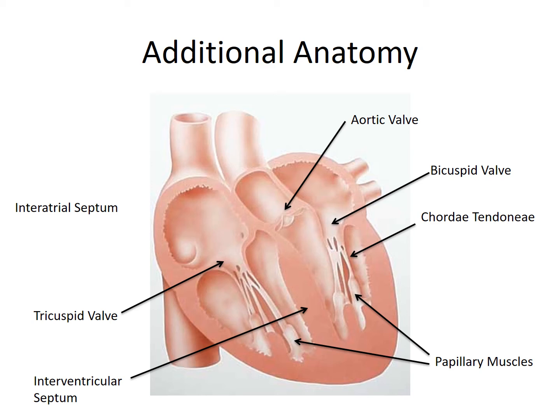The purpose of these two structures is to hold that valve from prolapsing during the high pressure of systole. Without the chordae tendineae or papillary muscles, the valve would simply flop open into the atria, and this would allow for blood to regurgitate into the atria. And finally, going from the left ventricle into the aorta, you have the aortic valve.